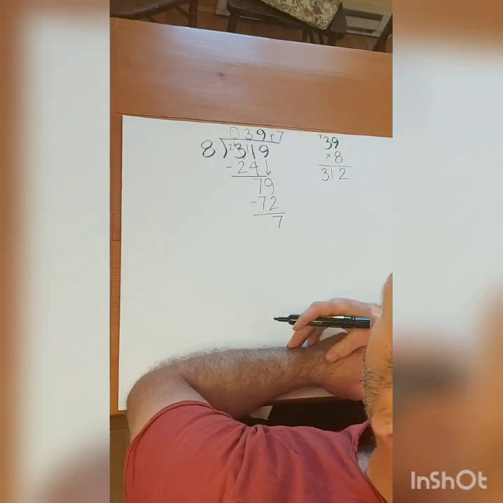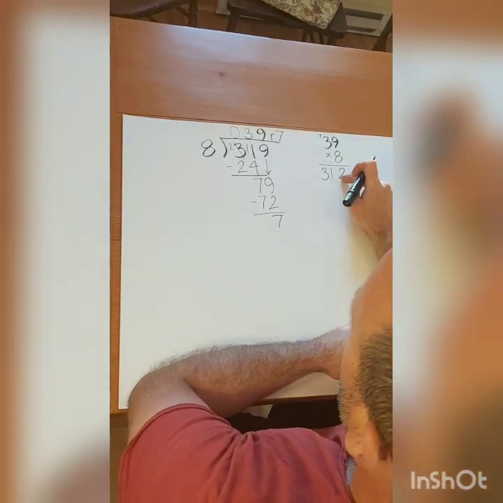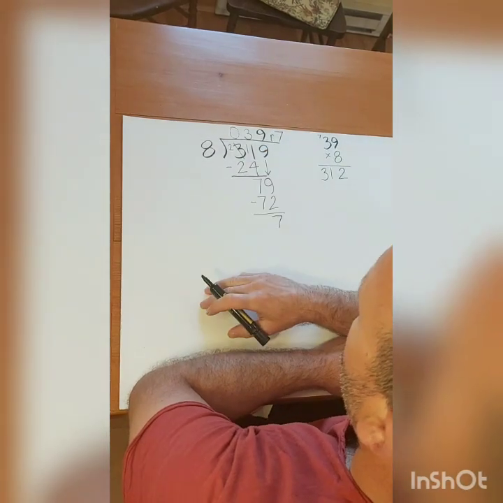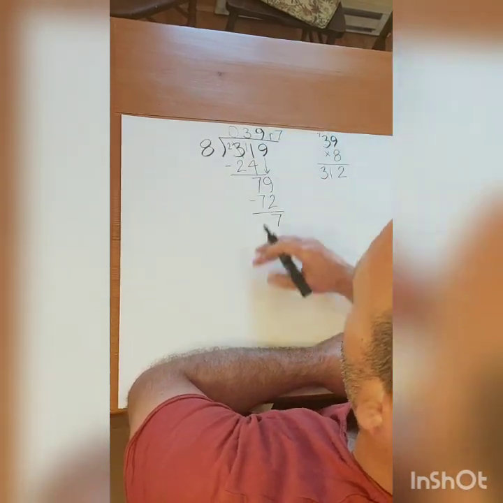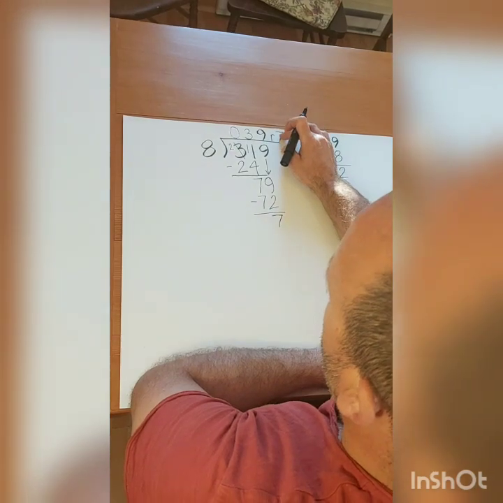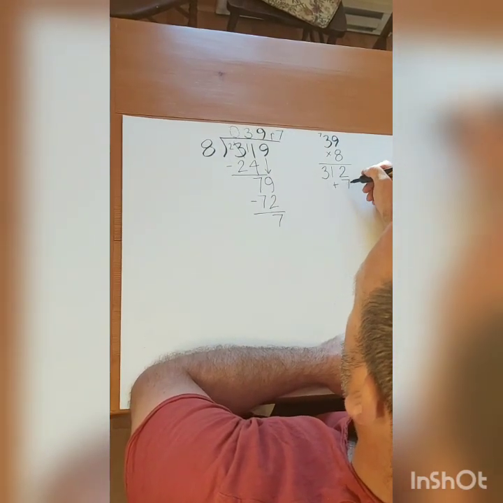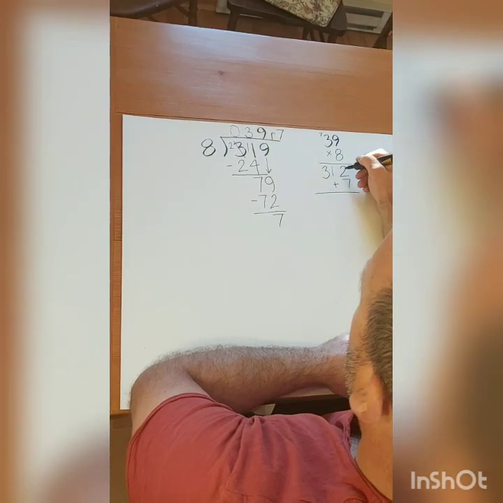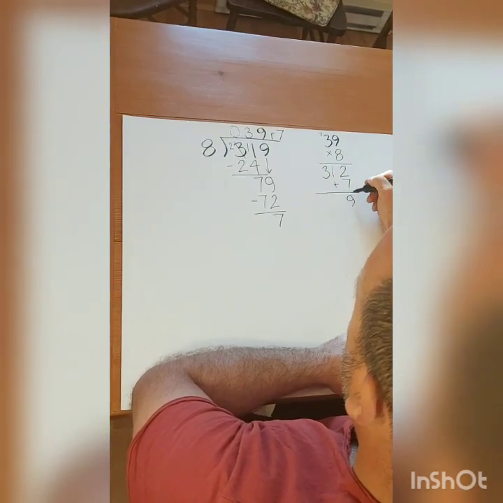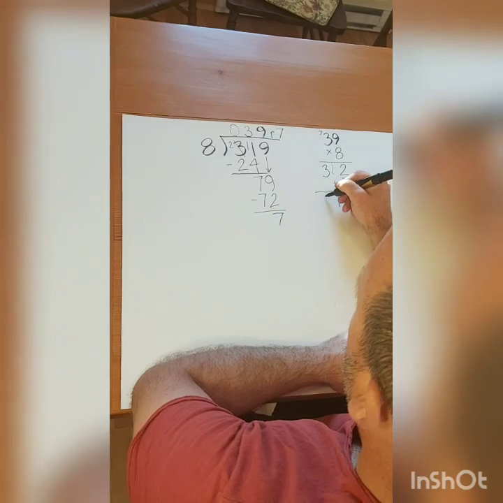Well, wait a minute. Those numbers don't add up. 312 is not equal to 319. But wait, we had our remainder. We need to now add that remainder to our answer. 7 plus 2 is 9. Everything else stays the same.